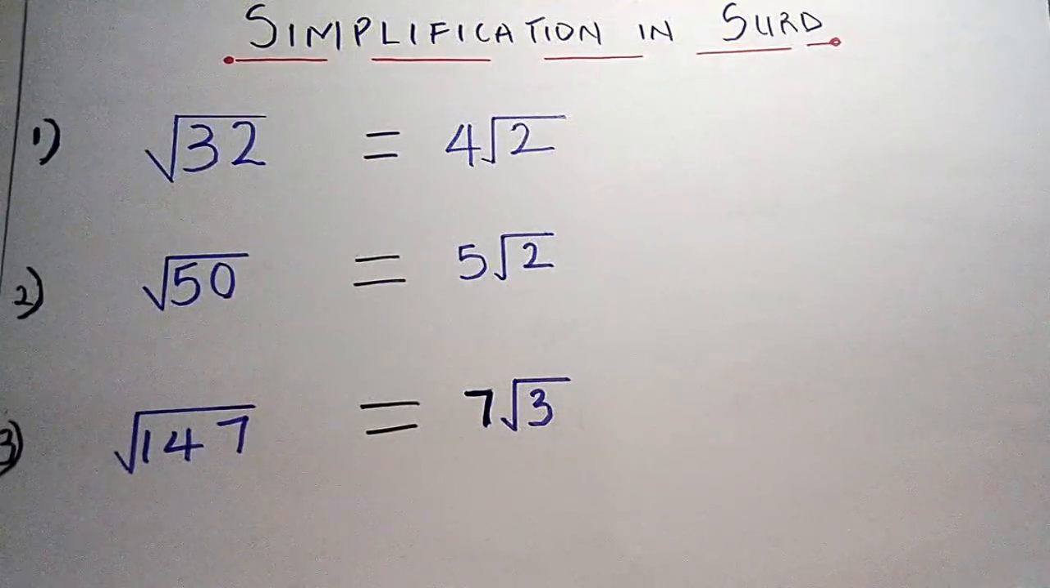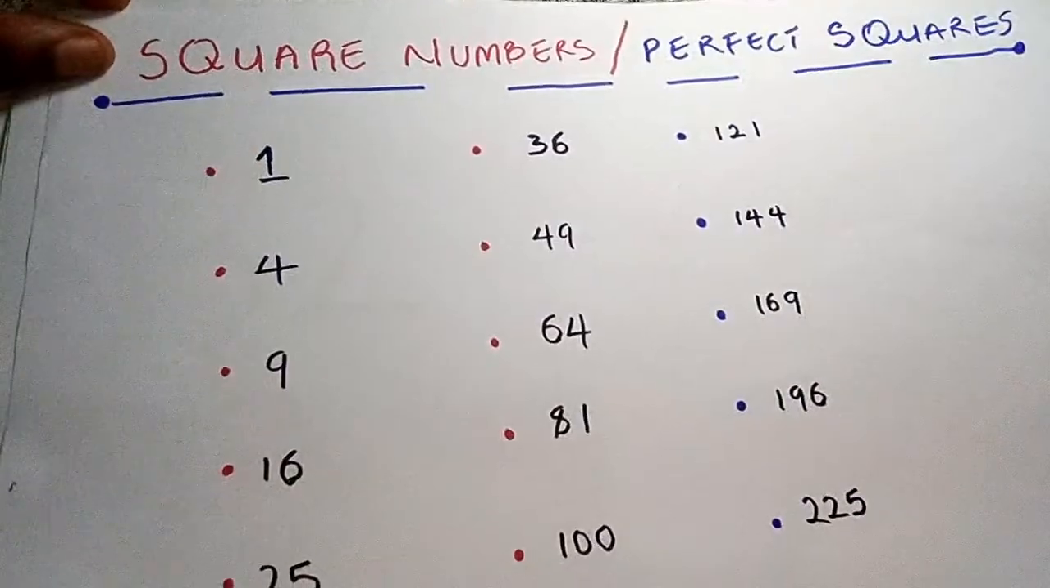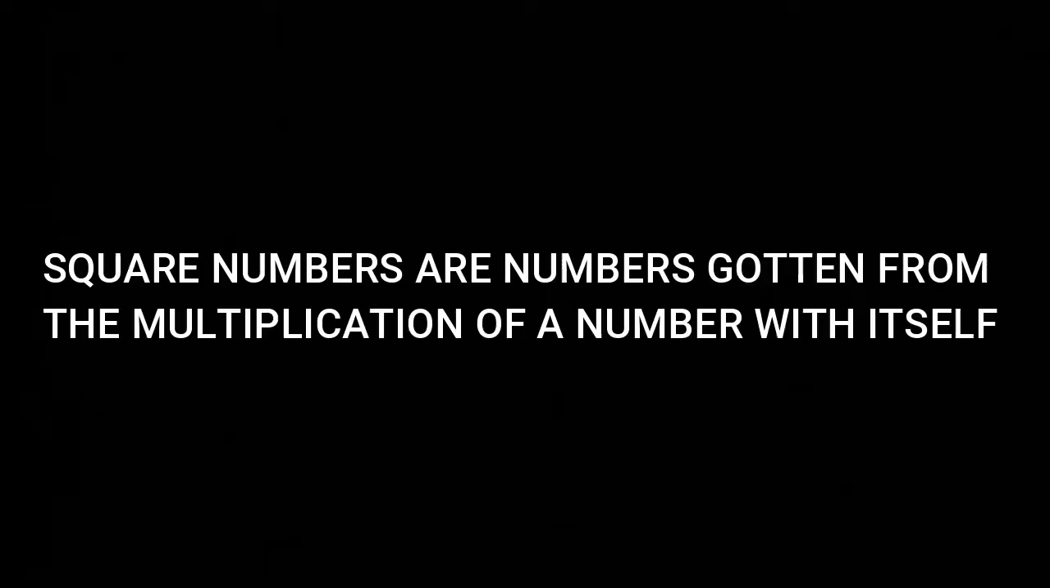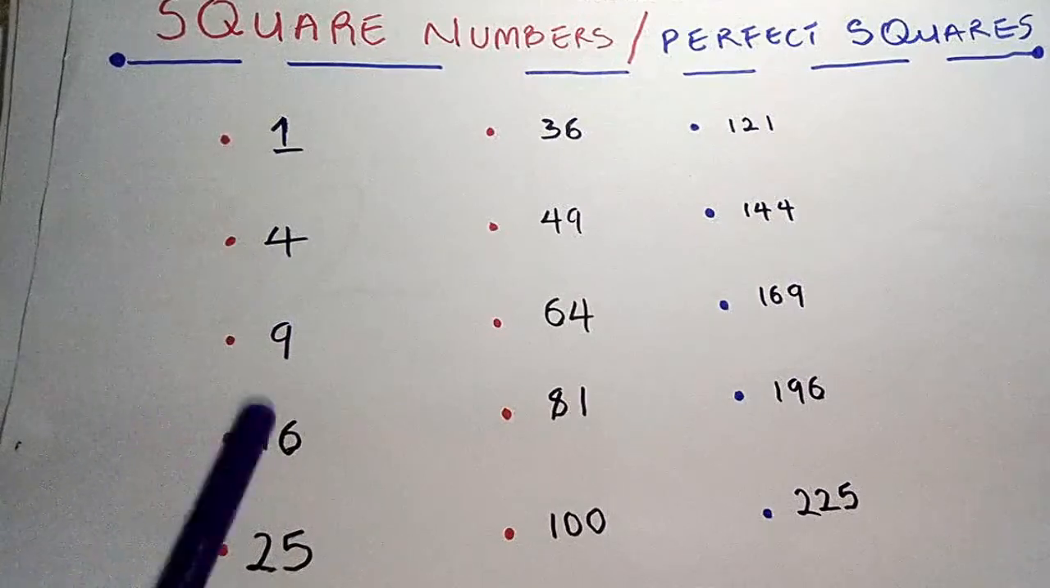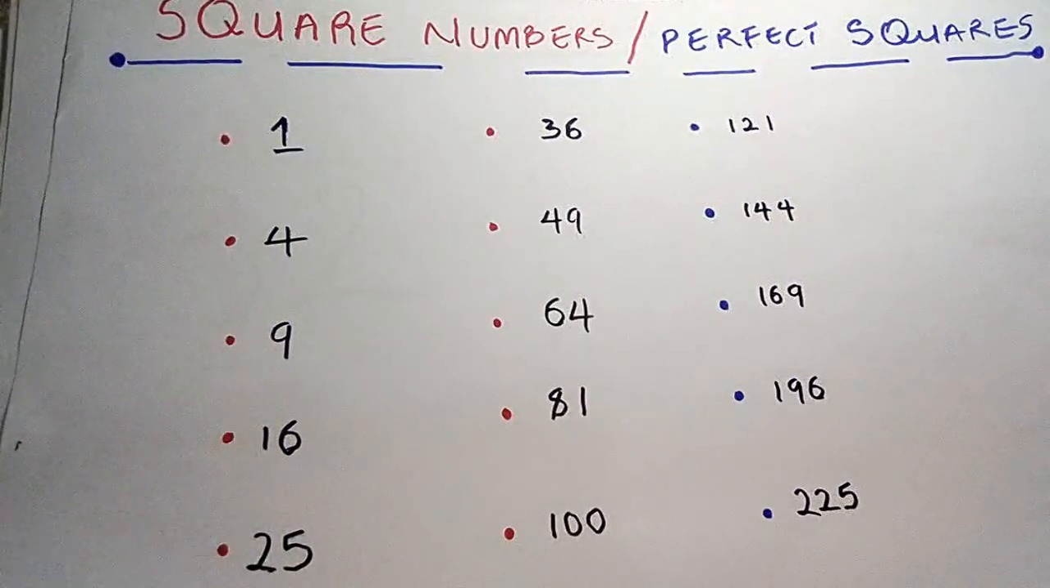So first of all, what are square numbers? These are examples of square numbers. Square numbers are actually numbers gotten from the multiplication of a number with itself. So you have 2 squared to give you 4, 3 squared to give you 9, 4 squared to give you 16, 5 squared to give you 25, and on and on. Some people try to master a lot of these square numbers, but it's only beneficial if you just know at least 10 of them. It could really help. But how can you use the square numbers to simplify surds?